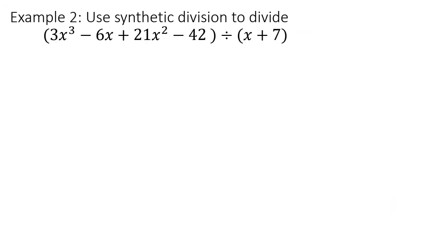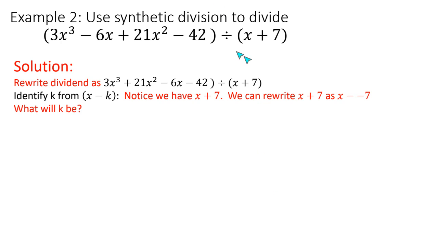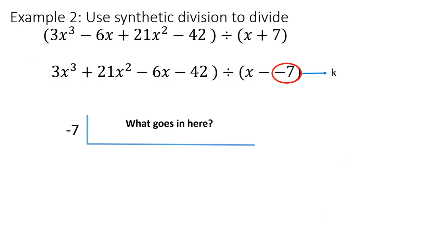So here my k is not going to be 7. I have to rewrite it first so that it looks like this. So x plus 7 I can write as x minus negative 7. So my k is going to be negative 7. Okay. So it's always the opposite of what you see in here. You see positive 7, you use negative 7.